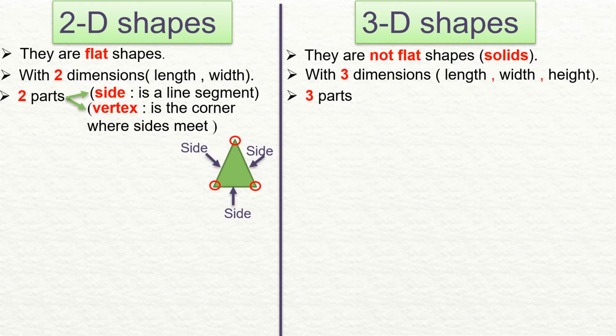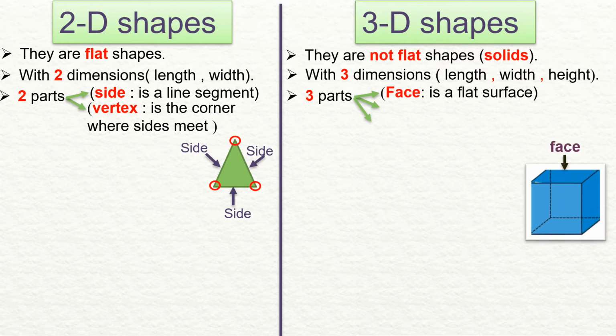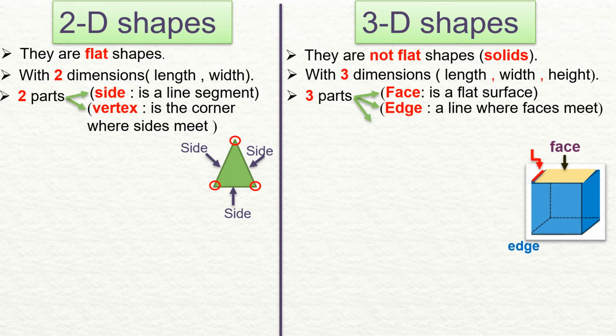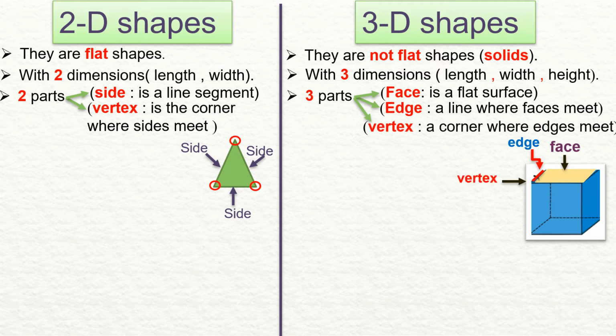Here at the 3D shapes, we have three parts, which are face. The face is a flat surface. And edge, a line where faces meet. And we have vertex, a corner where edges meet.